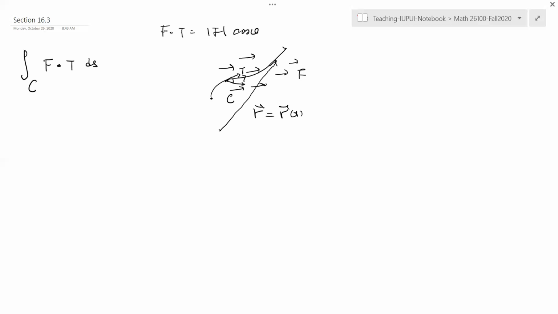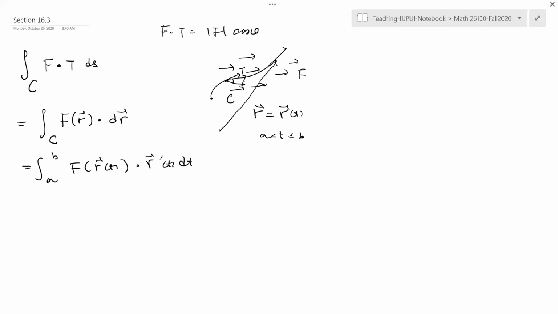Of course, we cannot do this computation directly. We have to change it. If there's a parameterization, you get another simple notation, F dot dr. If you want to put in the details, let's use this notation, with t from A to B, and that will be F.